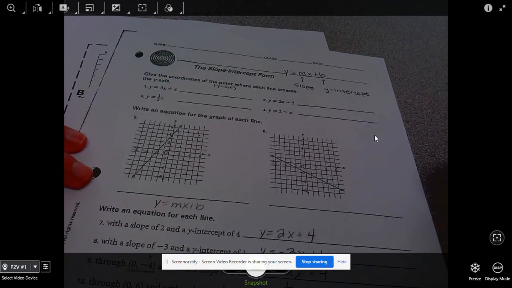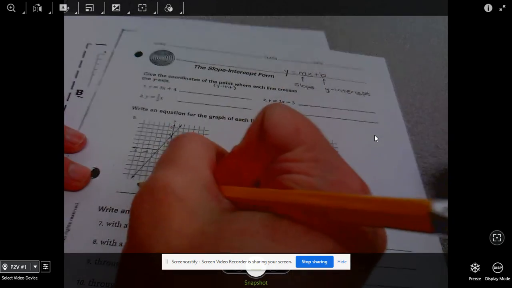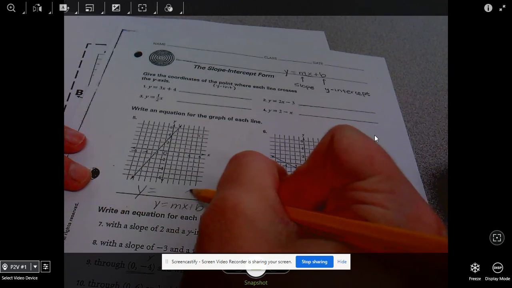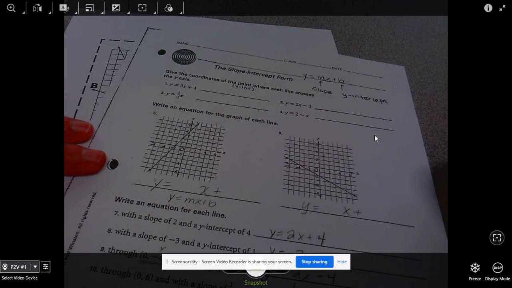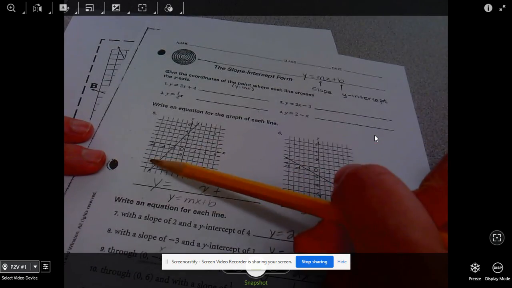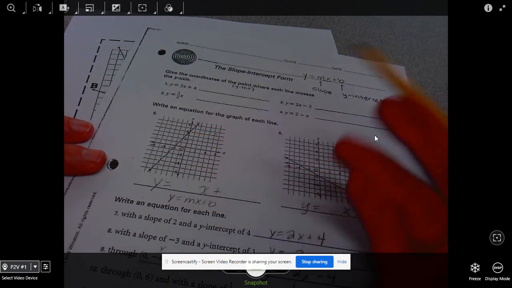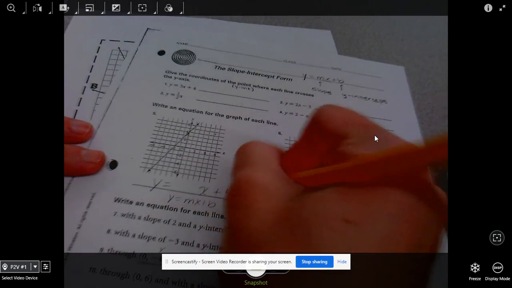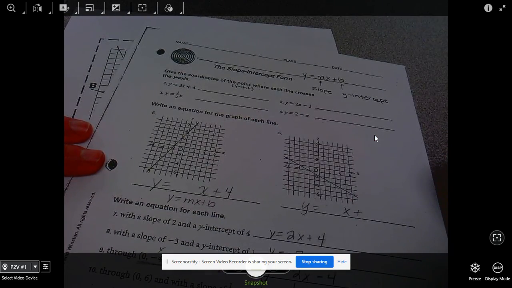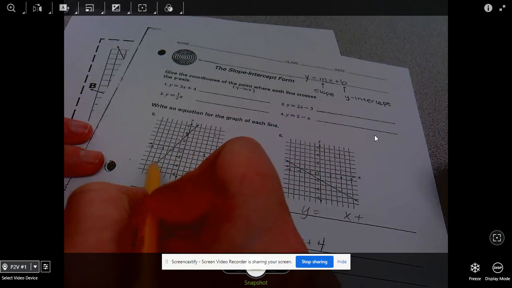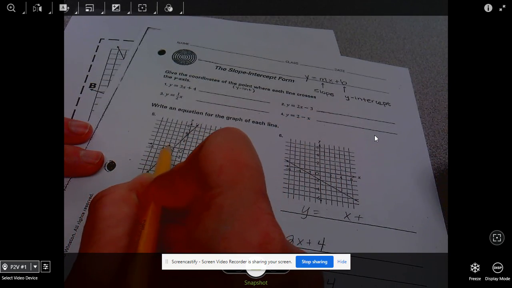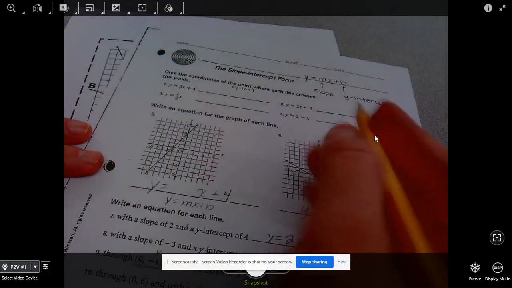Now what if we were given a graph? We know that we have to write it in slope-intercept form, y equals something x plus b. Well, here's your equation. Your b or y-intercept is 0, 4, so you're simply saying plus 4. And your slope was up 2 over 1. Let's look. Up 2 over 1, up 2 over 1.